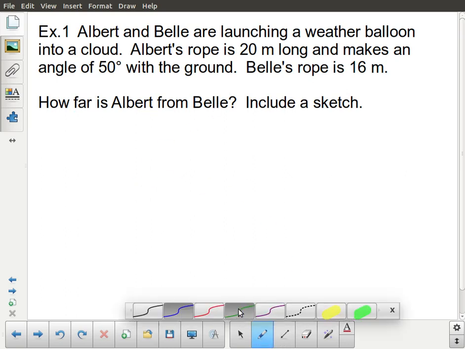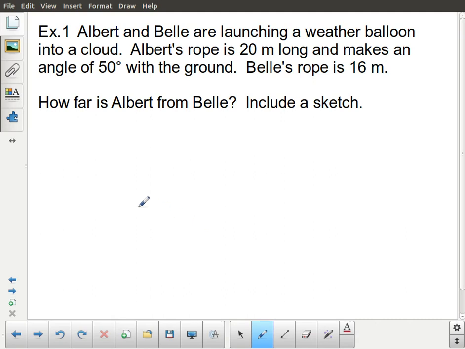And it says to include a sketch, which is what I would do anyway, but I really want students to be doing this. So here's the ground. I'll do that in green. I will put Albert here. And Albert's rope, which we're going to assume the rope is pulled taut or tight. So Albert's rope makes an angle of 50 degrees with the ground. We know that.